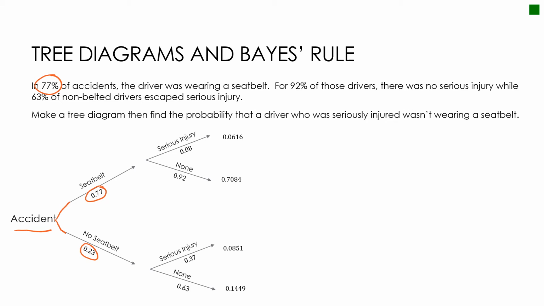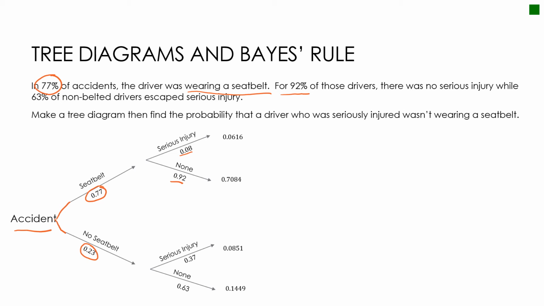From there, we're talking about whether or not they had a serious injury. 92% of those drivers were no serious injury. Those were the people who were wearing the belt. So notice no serious injury, 0.92. The complement of that, 1 minus 0.92 or 0.08, those people did have serious injury.